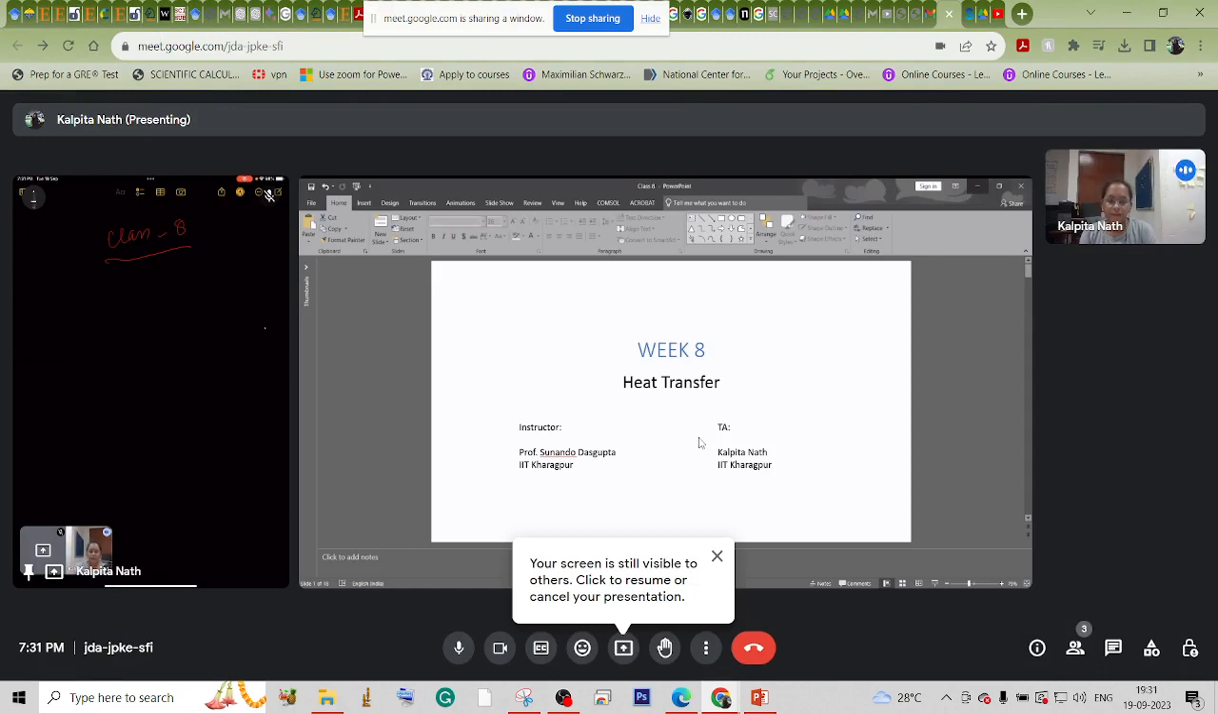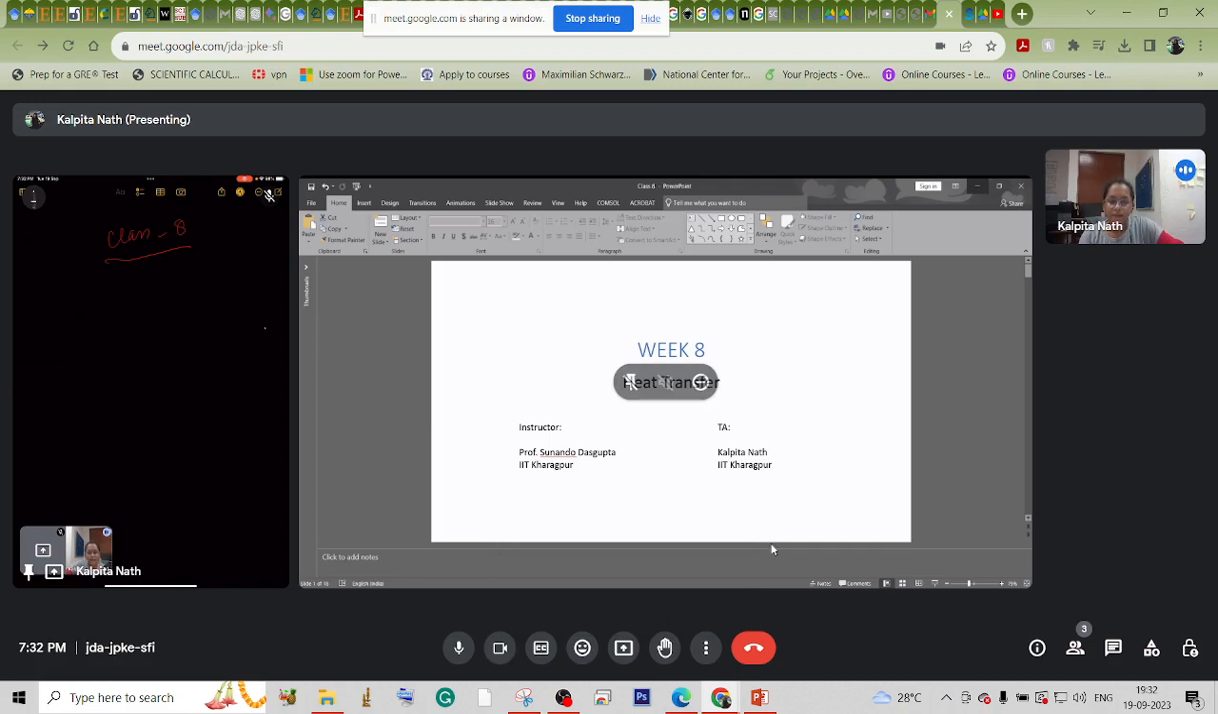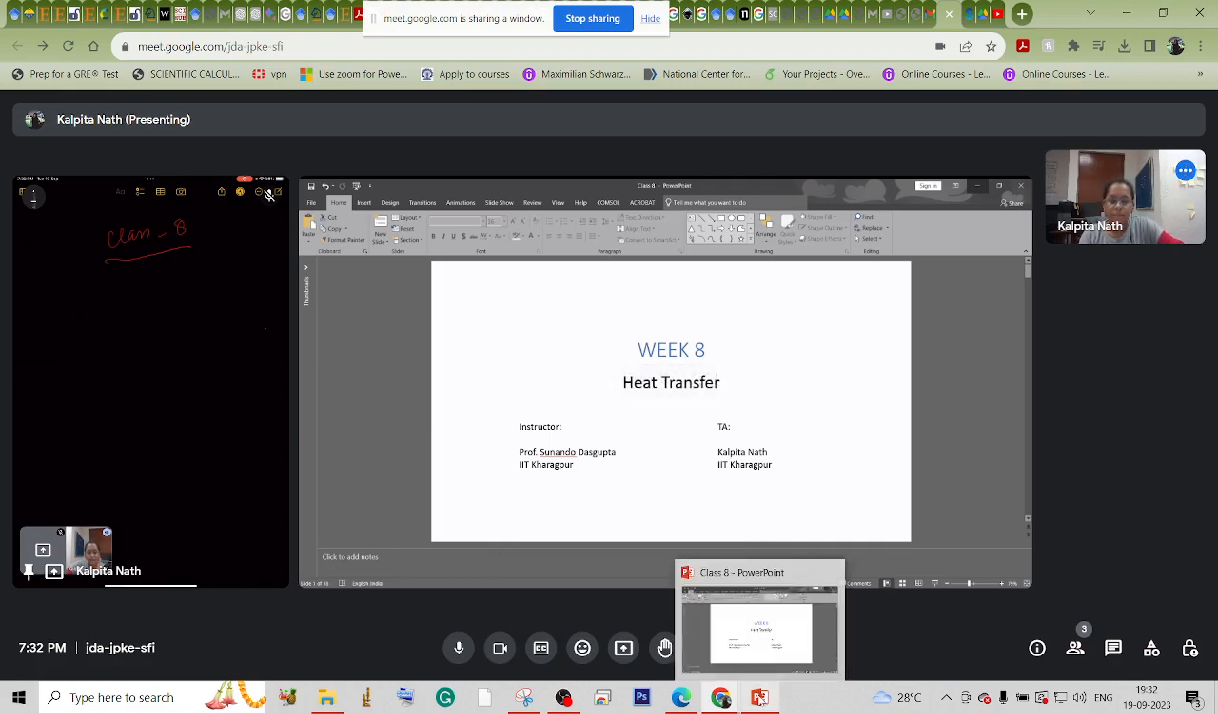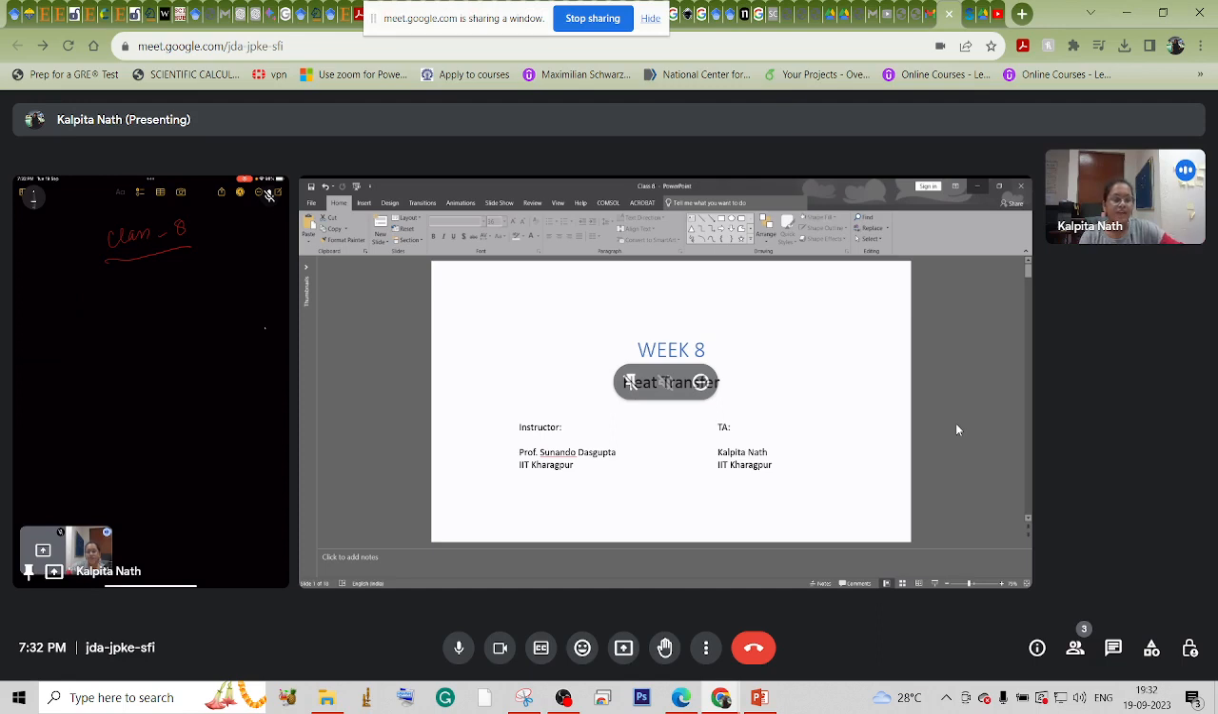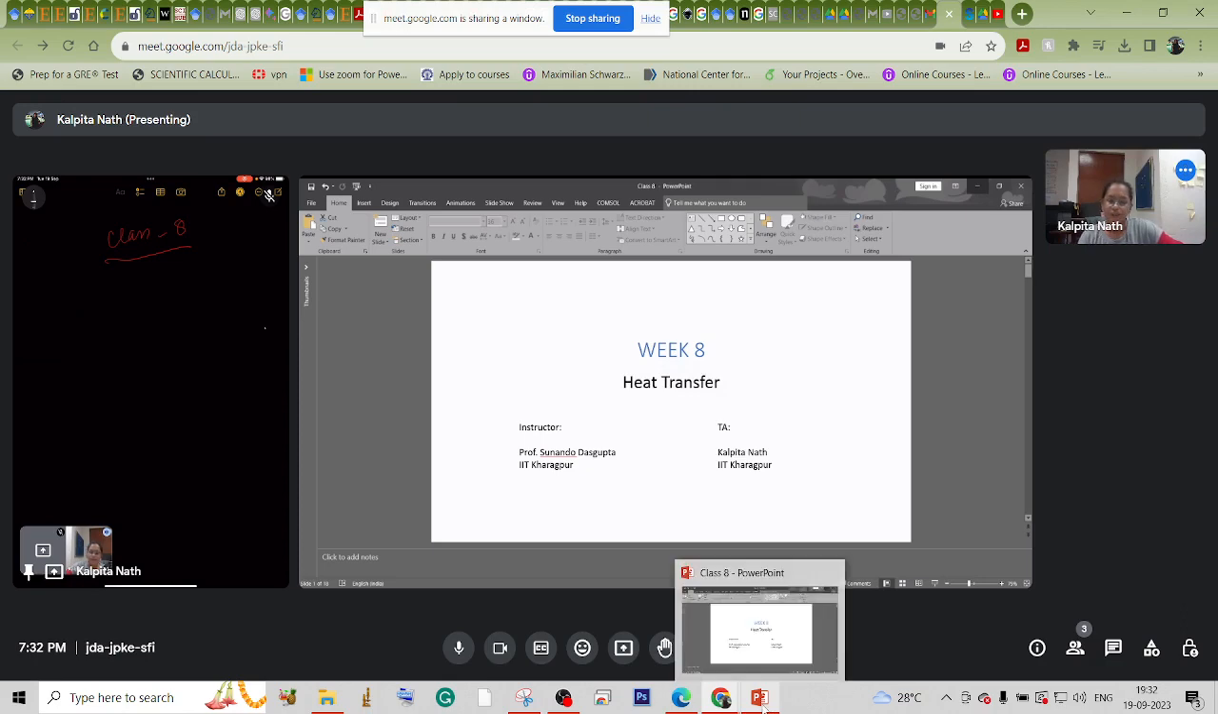So myself Kalpita Nath, and I'm a research scholar at IIT Kharagpur, and this is week 8 of the heat transfer course, and this is a problem solving session related to that. The prime instructor is Professor Sunando Dasgupta at Kharagpur. Without further ado, I'll proceed to the first question. Actually, there was one question left undone in the previous session, and I'll start with that question itself.